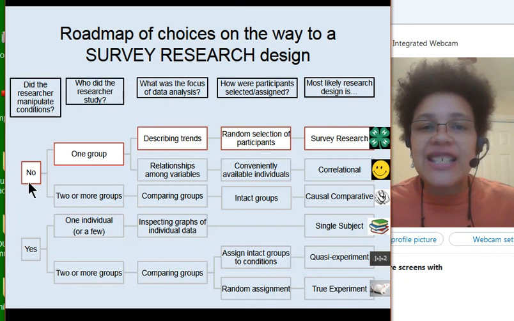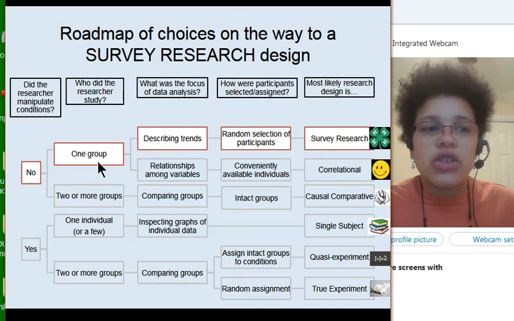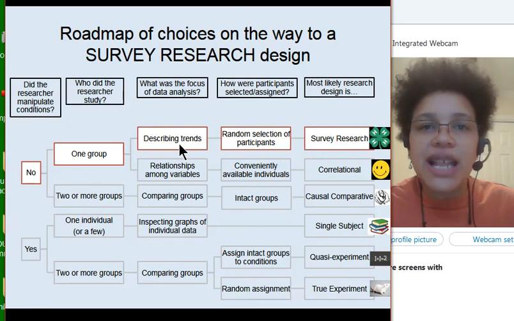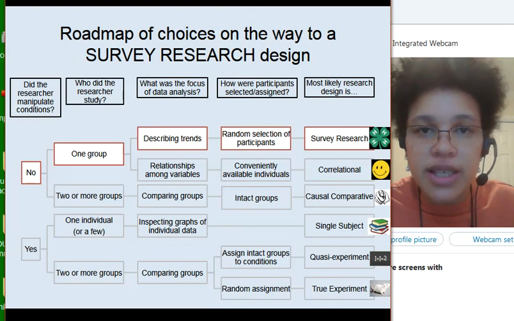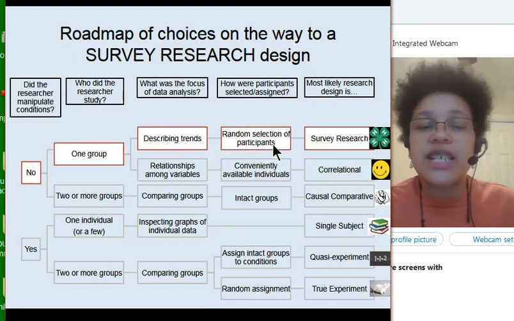And finally, let's talk a little bit about survey research. Did the researcher manipulate conditions? No. The researcher essentially studied one group, and the focus of the data analysis is on describing trends in a situation where there was random selection of participants. That would be kind of like the traditional survey research.